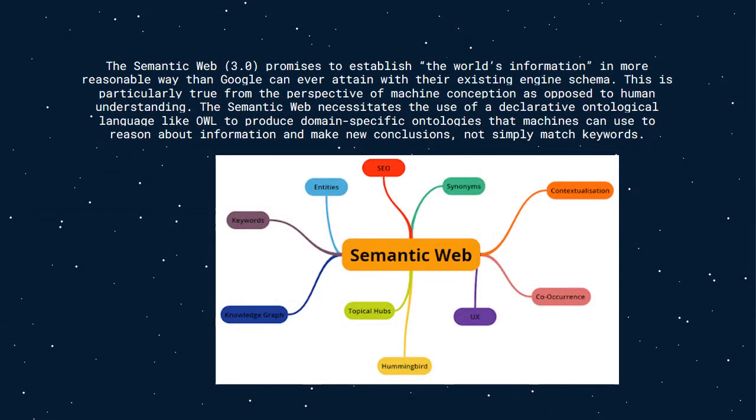The semantic Web 3.0 promises to establish the world's information in a more reasonable way than Google can ever attain with their existing engine schema. This is particularly true from the perspective of machine conception as opposed to human understanding. The semantic web necessitates the use of a declarative ontological language like OWL to produce domain-specific ontologies that machines can use to reason about information and make new conclusions, not simply match keywords.